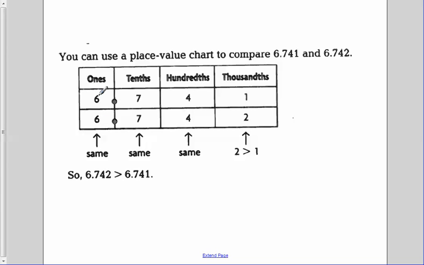And when we compare, we start at our greatest place value, which is our ones. And so we have the same number here of a six. So we move to our tenths place. And we have the same digit, which is a seven. So we look to the hundredths place. We have the same digit, it's a four. And then we look to the thousandths place. Well, now we have a two for this number and a one for the other one. Well, 2 is greater than 1. So what number did the 2 come from? Well, it was the 6 and 742 thousandths. So it is greater than, remember that this sign is greater than, 6 and 741 thousandths.